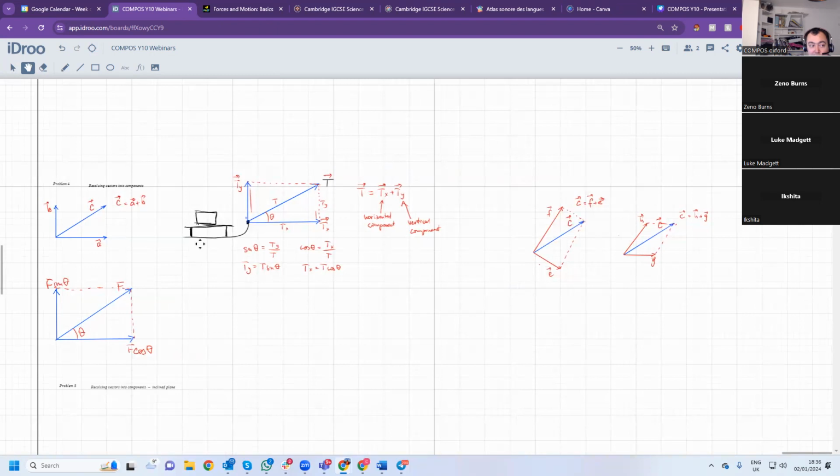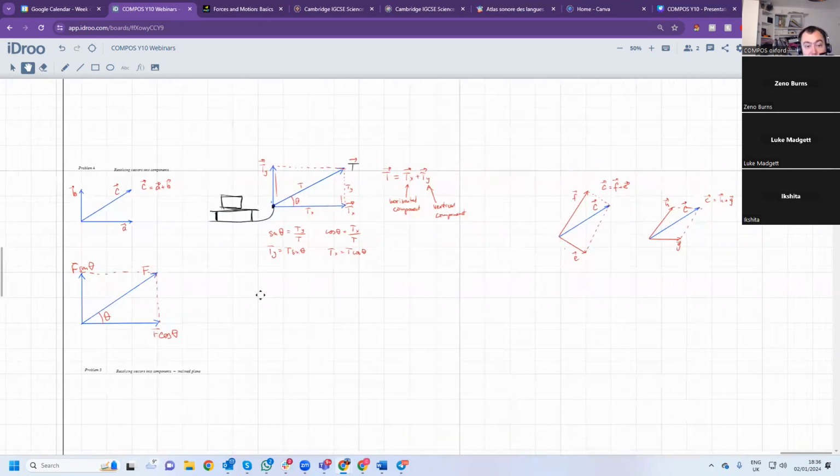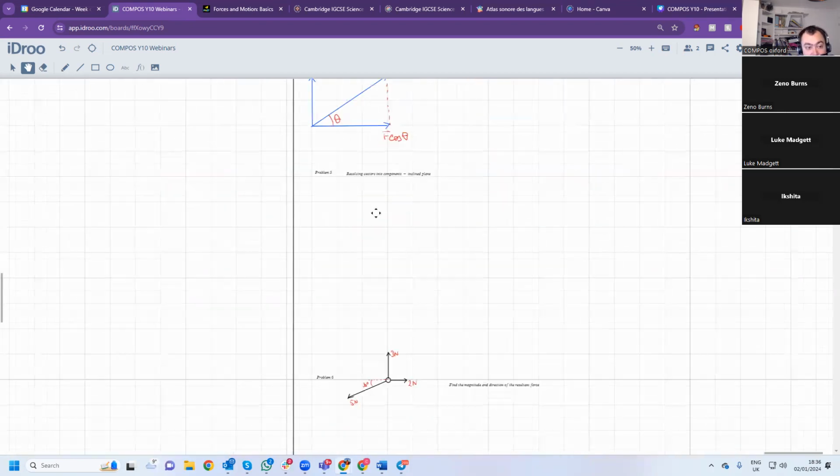The decomposition of vectors, so this is called a vector decomposition. We take a vector and we break it down into two vectors which are more convenient to work with. Because horizontal vectors are easy to add and vertical vectors are easy to add. But sometimes you don't need horizontal and vertical. Sometimes you need something else.